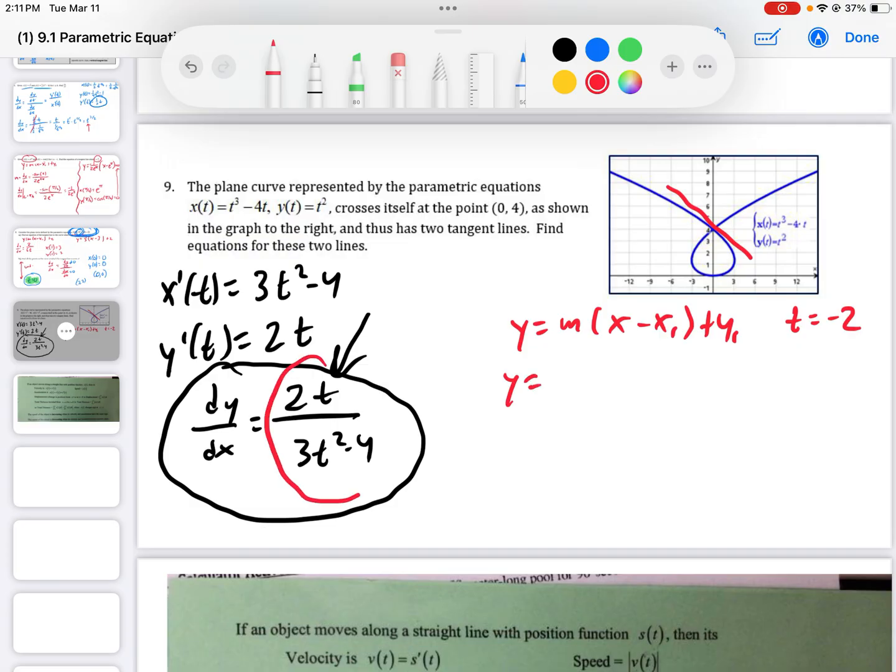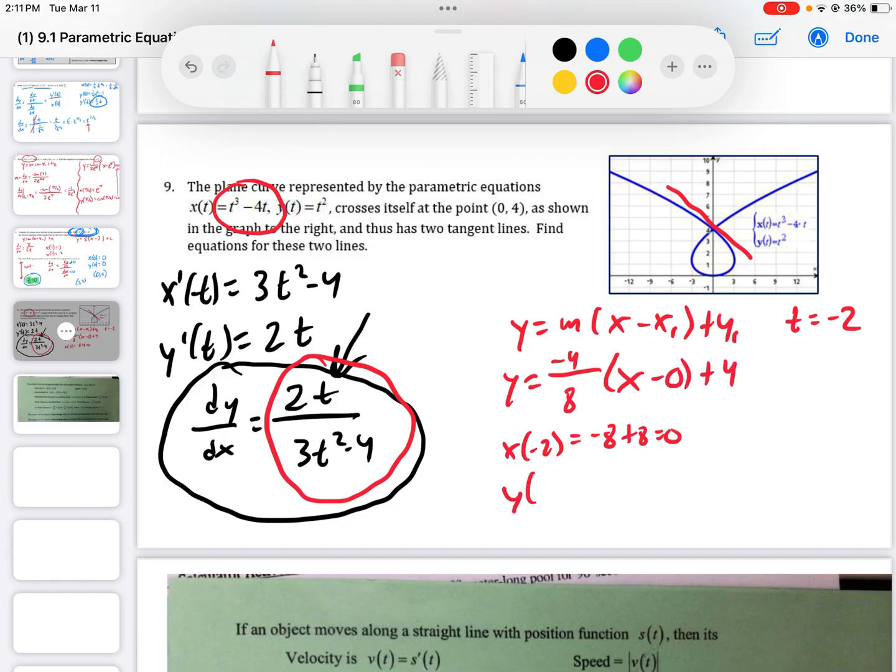So y is equal to, plug in negative 2 here: negative 4, negative 2 squared is 4, 12, 8. So it'd be negative 1/2 times x minus, what's the x number there? x of negative 2: negative 2 cubed is negative 8, minus negative 4 times negative 2, so plus 8, is 0. Oh, that's a duh. Minus 0, plus 4, right? y of negative 2 is 4, plugging it in, and we just solved that backwards. So that's the equation of that tangent line.